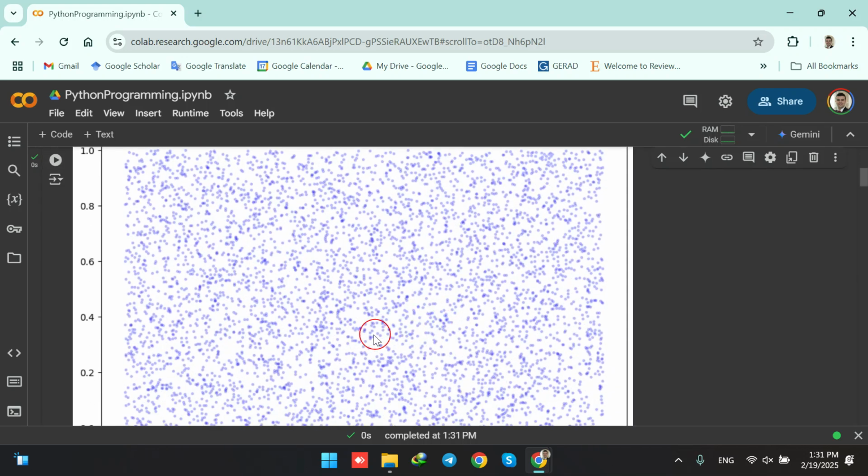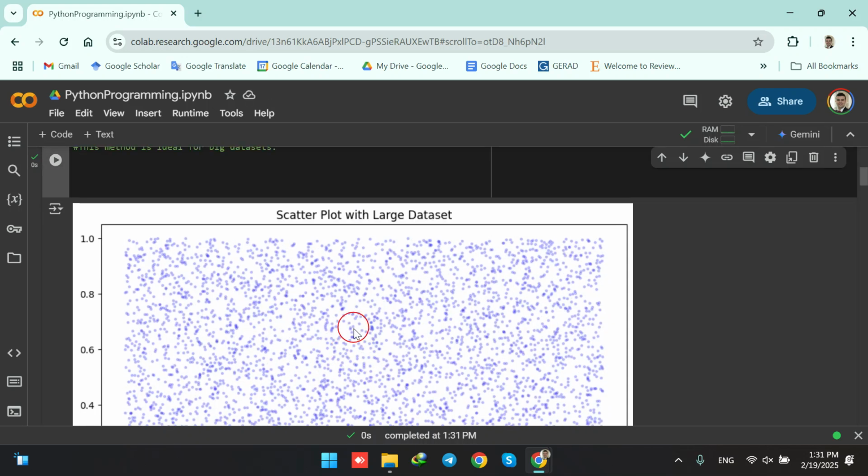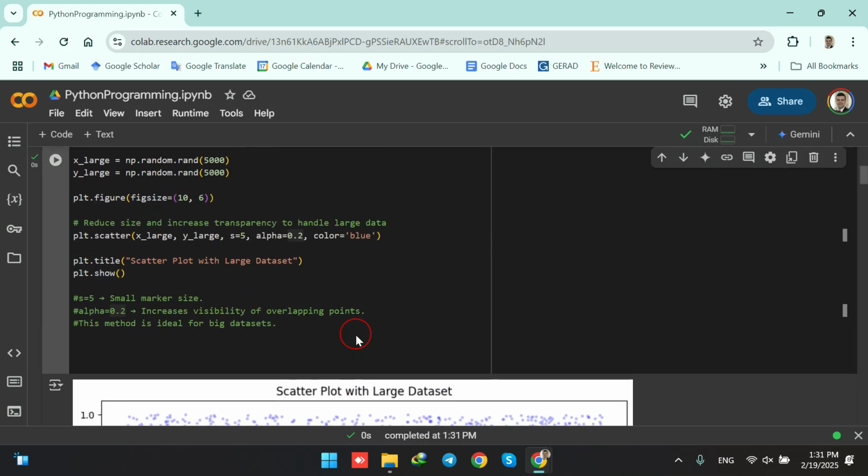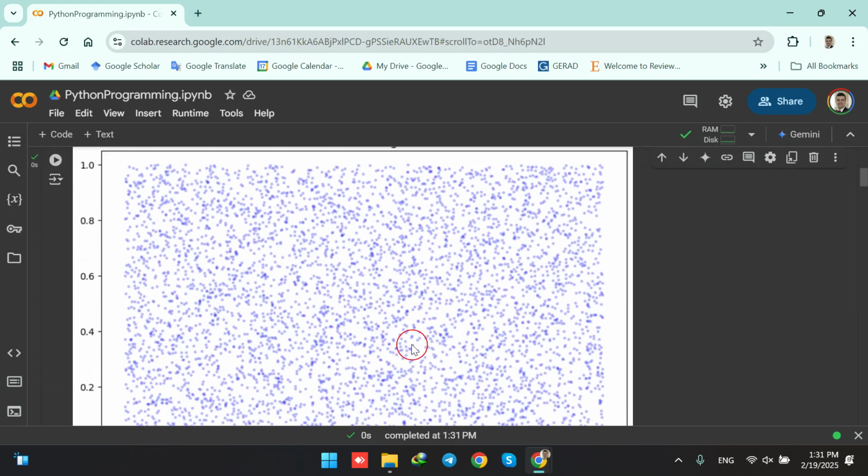And there are certain places where we have overlap. You see here, in this area, we have a lot of overlap. So we also need to interpret our figure, understand it and explain it. So we reduce the size very much, and we are going to set the alpha to 0.2 because it increases the visibility of the overlapping.